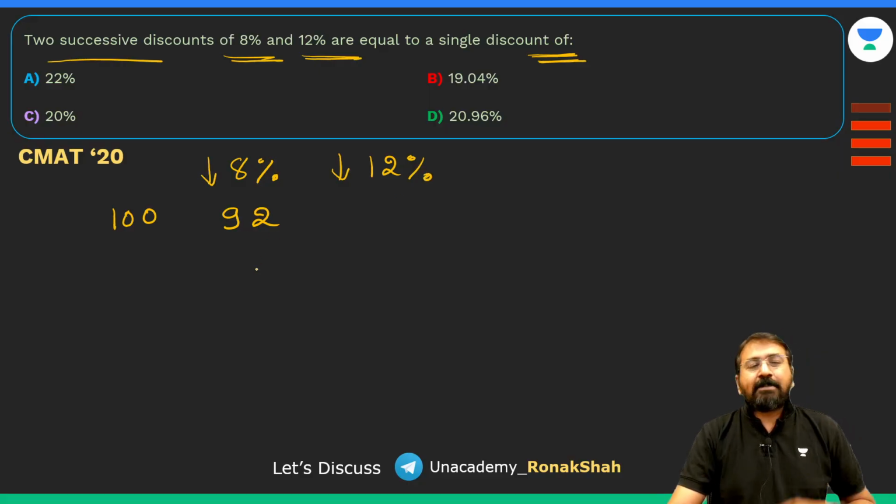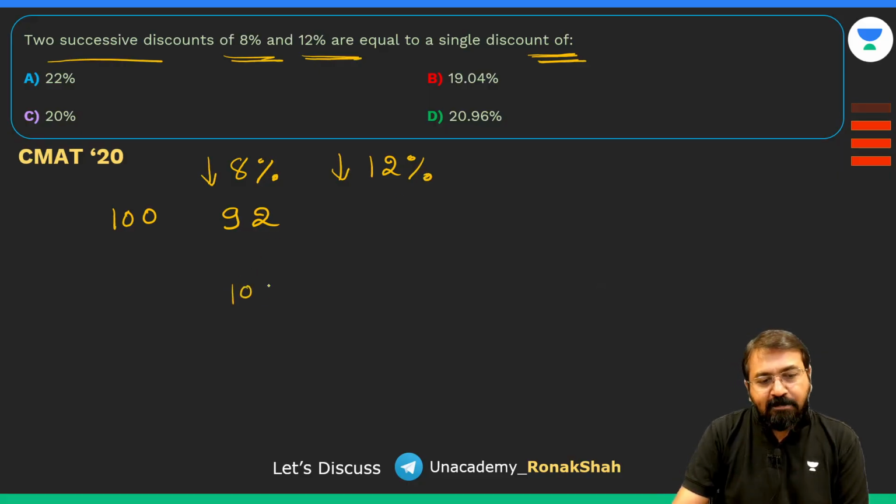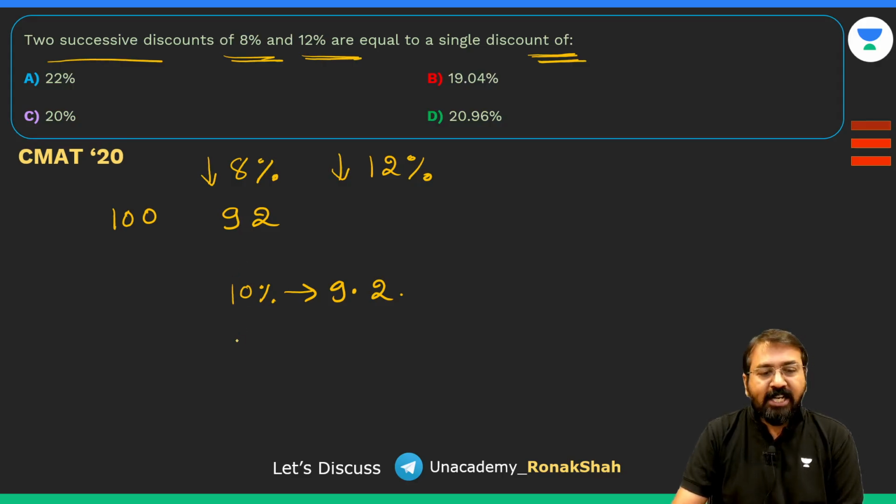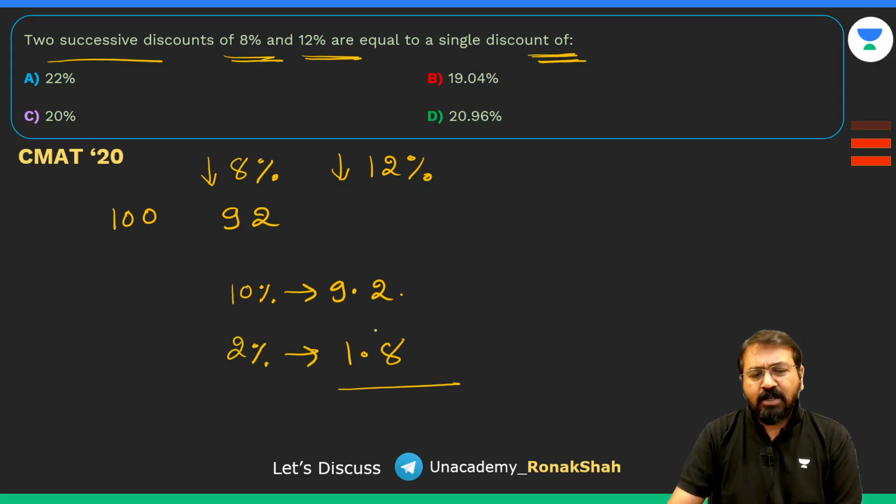Now, what is 12% of 92? So guys, 10% of 92 will be equal to 9.2. 1% of 92 is 0.92. So 2% will be 1.84. So just write down 1.8. So this is going to be approximately 11.